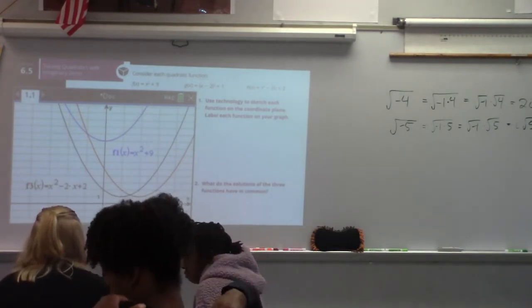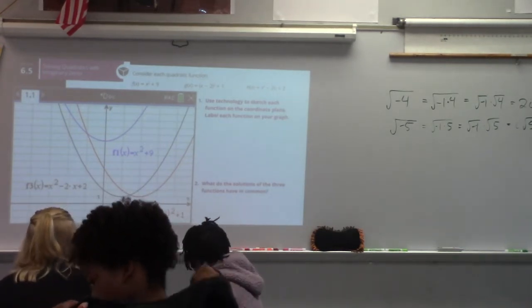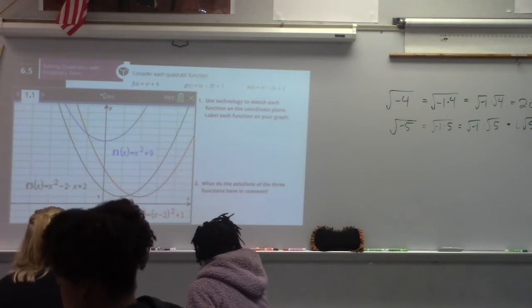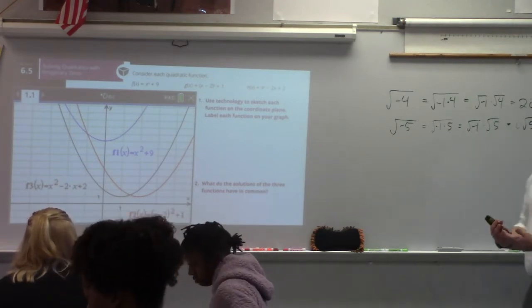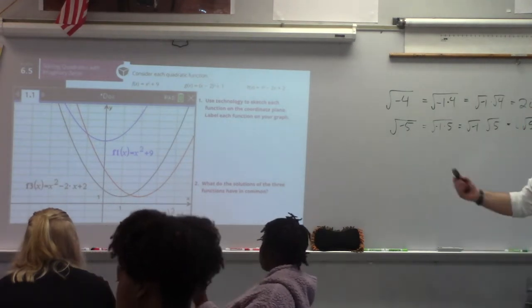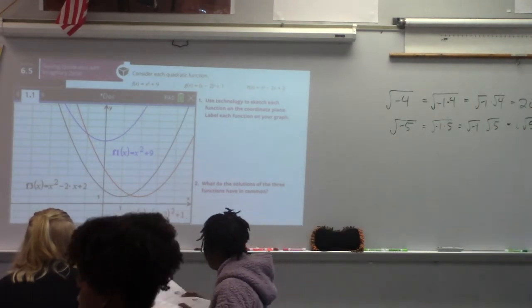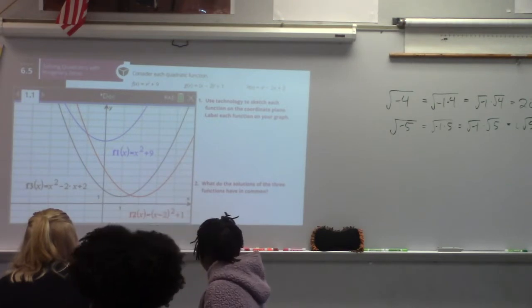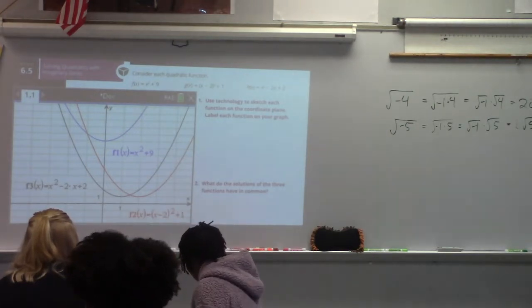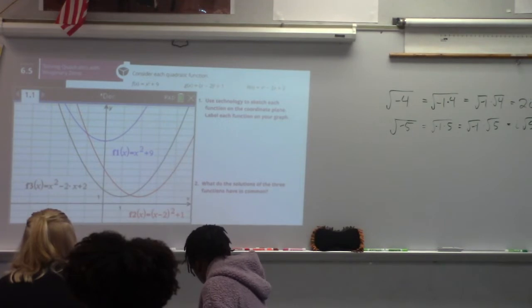And so as this whole class, I want you to take 20 seconds, think individually, and then you're going to share out your ideas. So remember, we're going to be building on each other's ideas. Number 2 says, what do the solutions of the three functions have in common? So take 20 seconds to think about what the solutions of all three functions have in common.